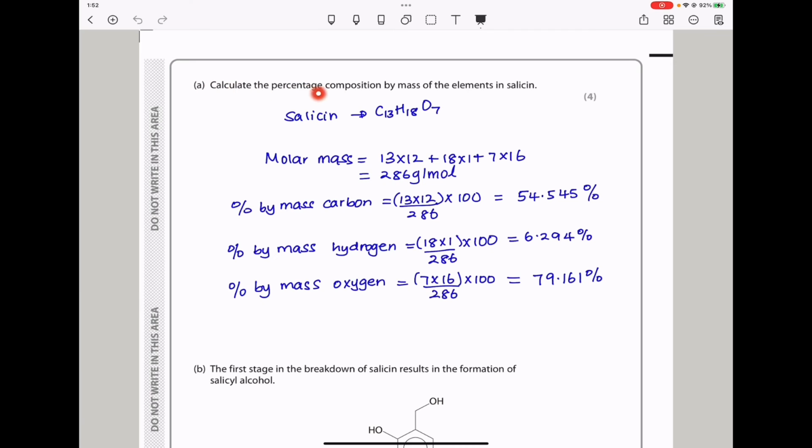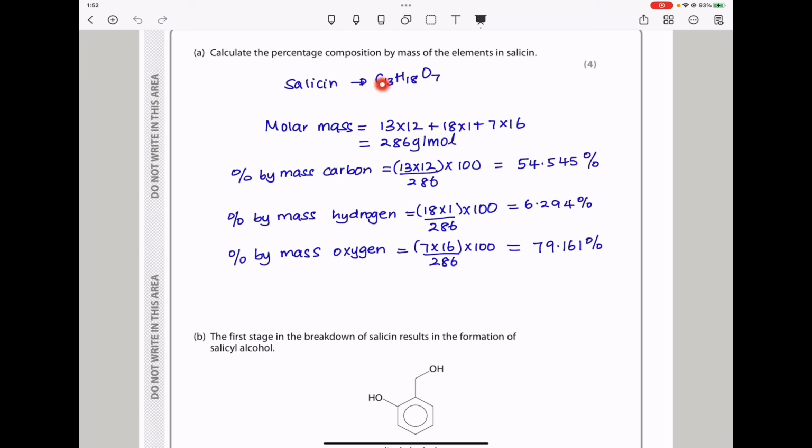So they say calculate the percentage composition by mass of the elements in salicin. Salicin has 13 carbons, 18 hydrogens, and 7 oxygens. The molar mass is 13 times 12, 18 times 1, and 7 times 16, which is equal to 286. The percentage by mass of carbon is going to be 13 times 12 divided by 286 times 100, giving us that.